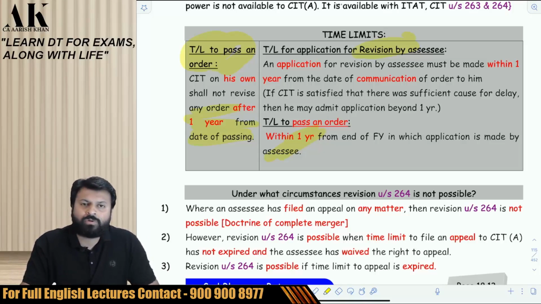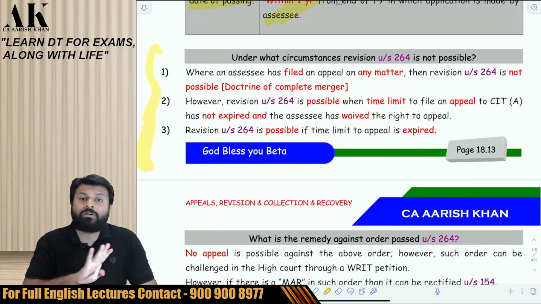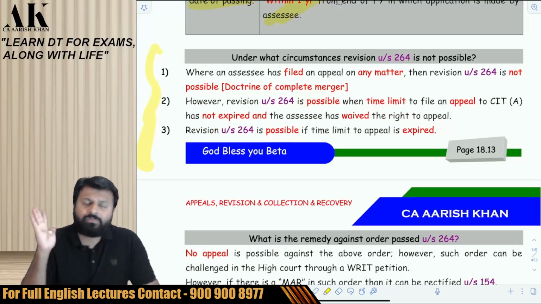So, there are 3 time limits over here. You can see it carefully. Okay. Now, this is a very important aspect of this section. Under what circumstances is revision under 264 absolutely impossible?